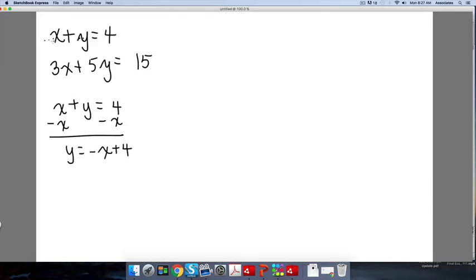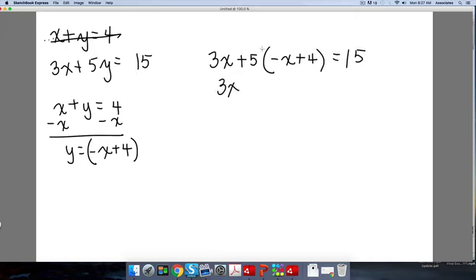All right, I've used this equation once. I can't use it again. So wherever in the other equation I see a y, I'm going to put in negative x plus 4. So let's go 3x plus 5. There's the y. I'm going to substitute in negative x plus 4 equals 15. So 3x, let's distribute. 5 times negative x is negative 5x. 5 times 4 is 20.